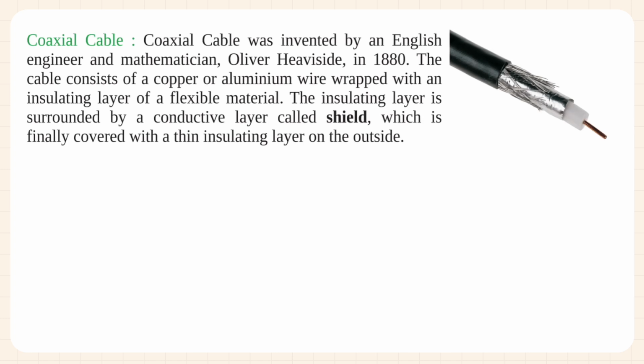Coaxial cable. Coaxial cable was invented by an English engineer and mathematician, Oliver Heaviside, in 1880. The cable consists of a copper or aluminium wire wrapped with an insulating layer of a flexible material. The insulating layer is surrounded by a conductive layer called shield, which is finally covered with a thin insulating layer on the outside.